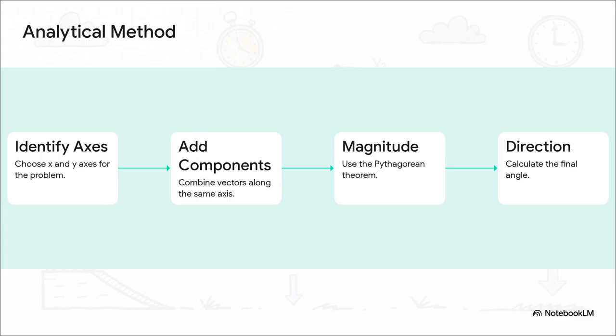Then, step 3 is kind of the magic moment. You take that total x and your total y, and you use the classic Pythagorean theorem, a squared plus b squared equals c squared, to find the final total magnitude of your brand new right triangle. And finally, step 4, you just use some simple trigonometry to find the specific angle or the direction of that final motion. It really is that straightforward.